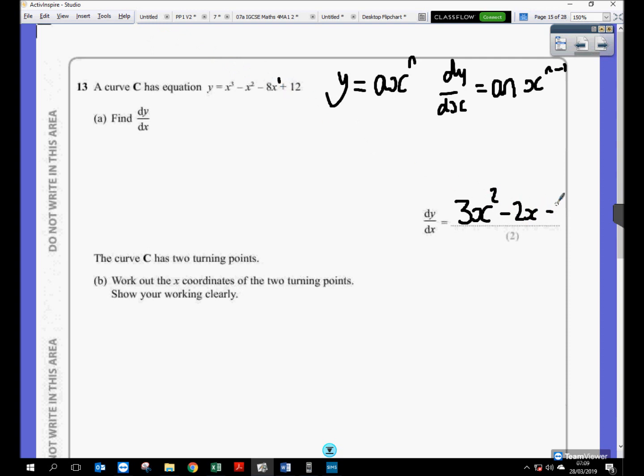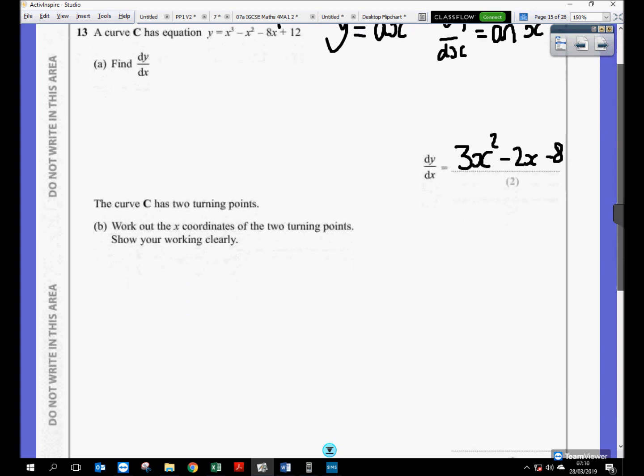So 1 times negative 8 is negative 8. Then it becomes x to the power 0. Well, of course we don't write x to the power 0. x to the power 0 is 1, so it's 8 times 1, so we don't need to write it. And any numbers on their own disappear. That's because it's the gradient of 12. That's just 0. So we leave it like this.